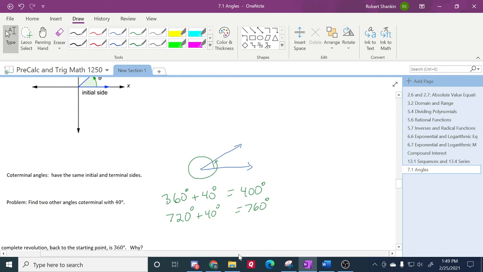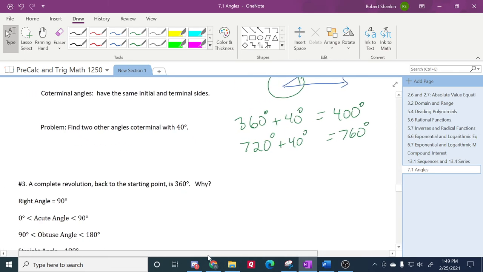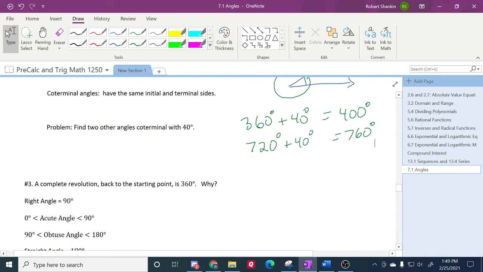All right, and this brings us back to complete revolution. A complete revolution back to the starting point is 360 degrees. And why did they decide to say that a complete revolution is 360? Why didn't they use like 100? Because 100 degrees is a number that's easier to work with, and we're a base 10 system. Historically, why did they decide to do 360?